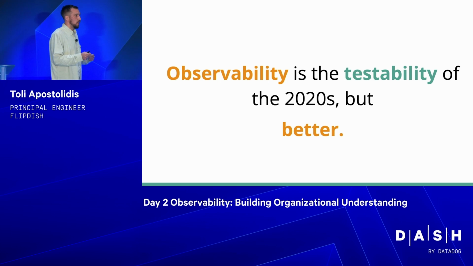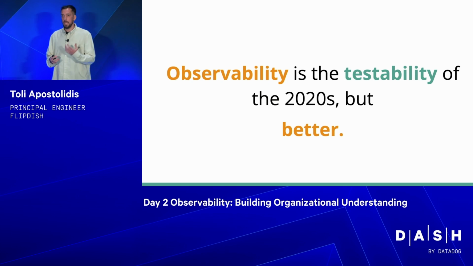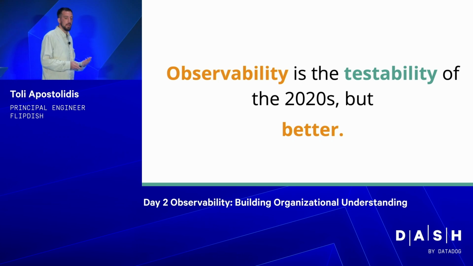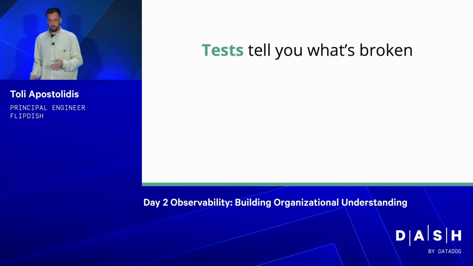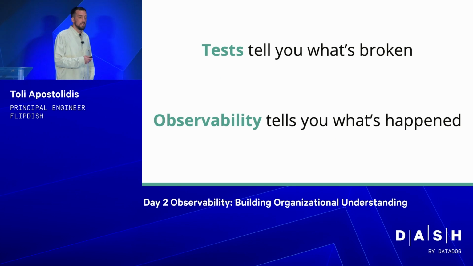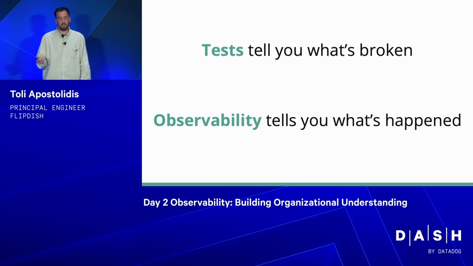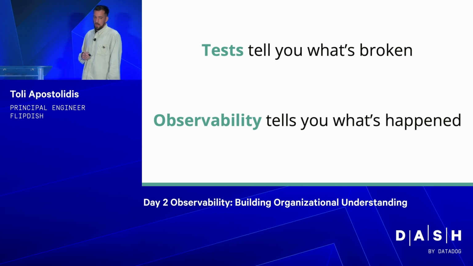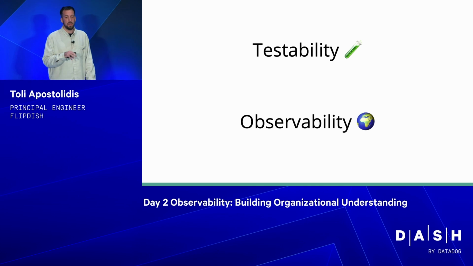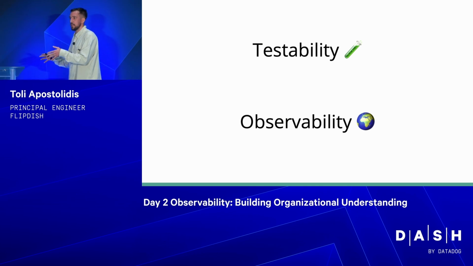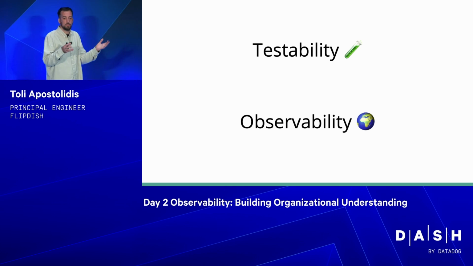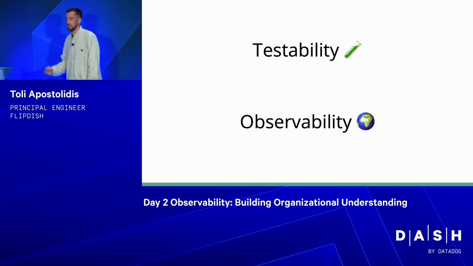But what occurred to me after a while of working with teams and people and trying to persuade them that they should be considering observability is that observability is the testability of the 2020s, but in a way better. Because tests tell you what's broken, whereas observability tells you what's happened. So what's more important, what's happened or what's broken? And critically, the broken bit is you know about it in the isolated lab testing on your laptop, on non-prod environments, not on the kind of widespread field testing that we do observability in the actual production systems.